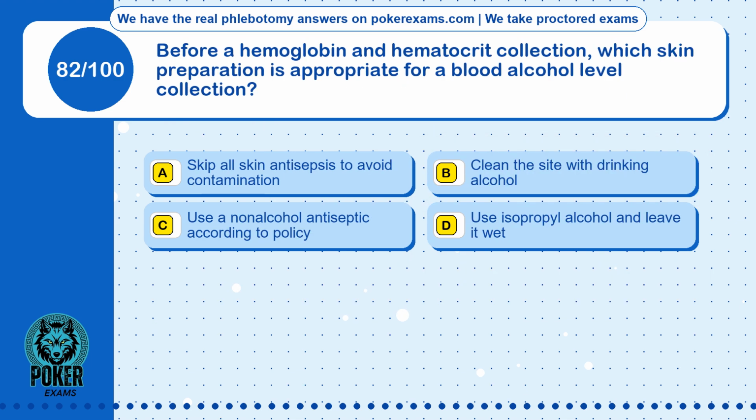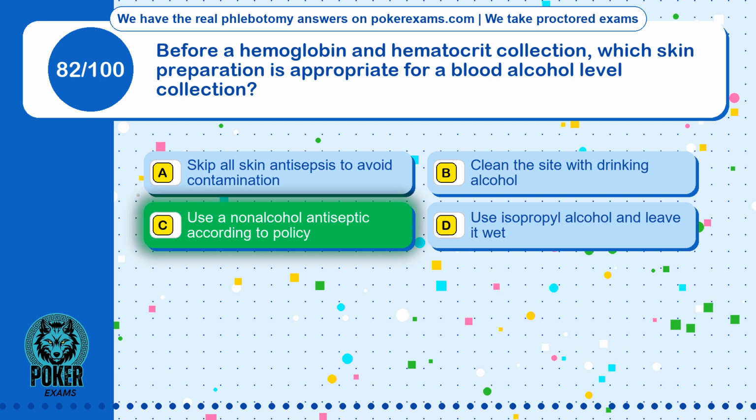Question 82. Before a hemoglobin and hematocrit collection, which skin preparation is appropriate for a blood alcohol level collection? Option A. Skip all skin antisepsis to avoid contamination. Option B. Clean the site with drinking alcohol. Option C. Use a non-alcohol antiseptic according to policy. Option D. Use isopropyl alcohol and leave it wet.